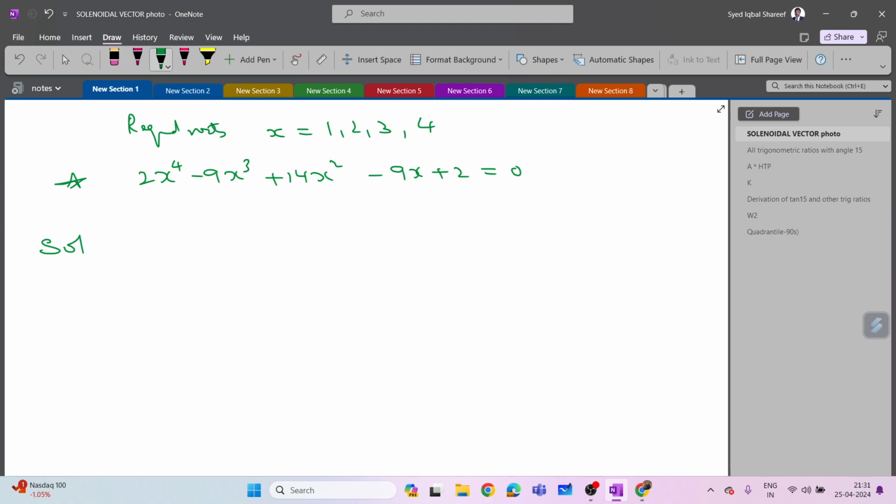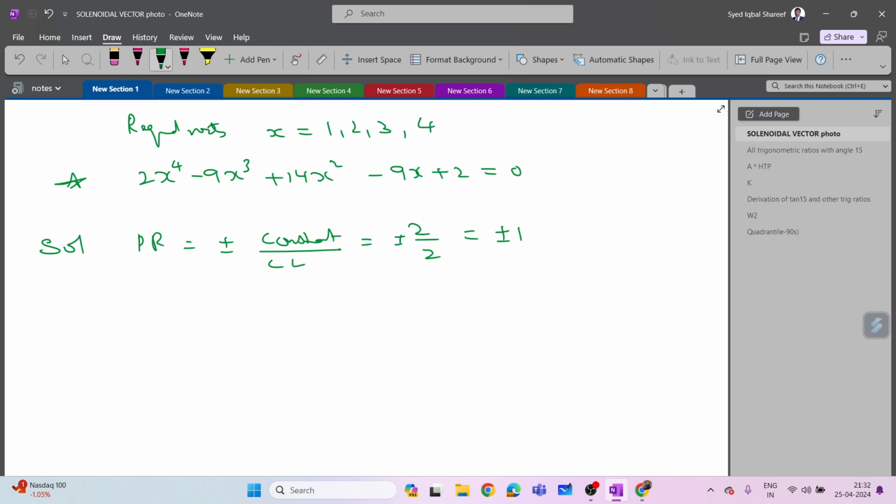So what are the possible roots? Possible roots are plus or minus coefficient of constant by coefficient of leading term. Constant is 2, so 2 by 2, plus or minus 2 by 2. So this will be plus or minus 1 coming. It is showing the possible roots are plus or minus 1. Only 2 roots it is showing.